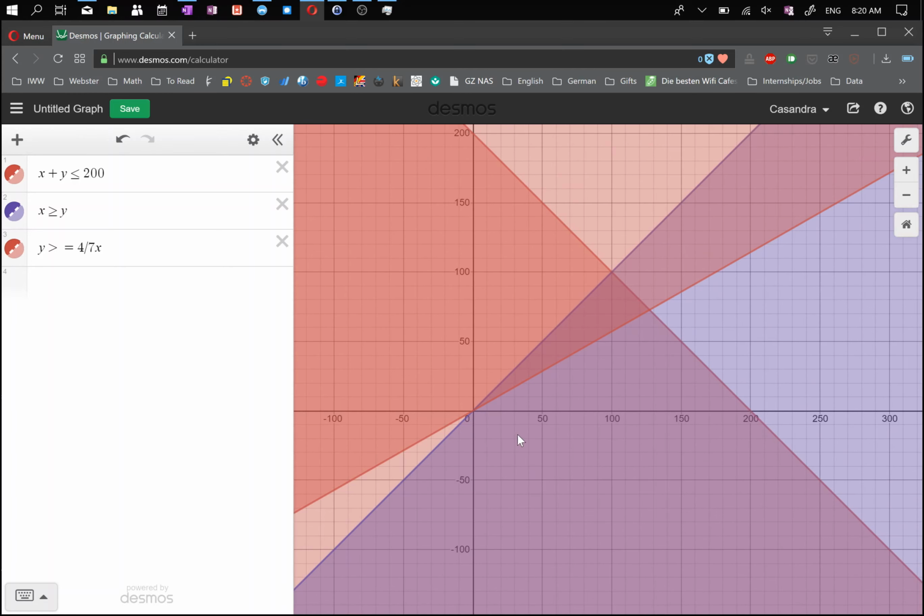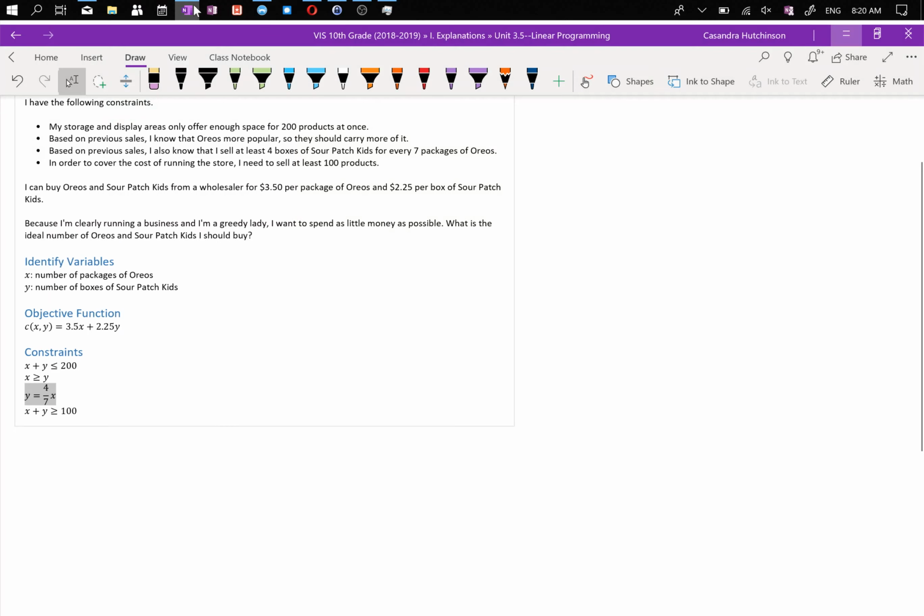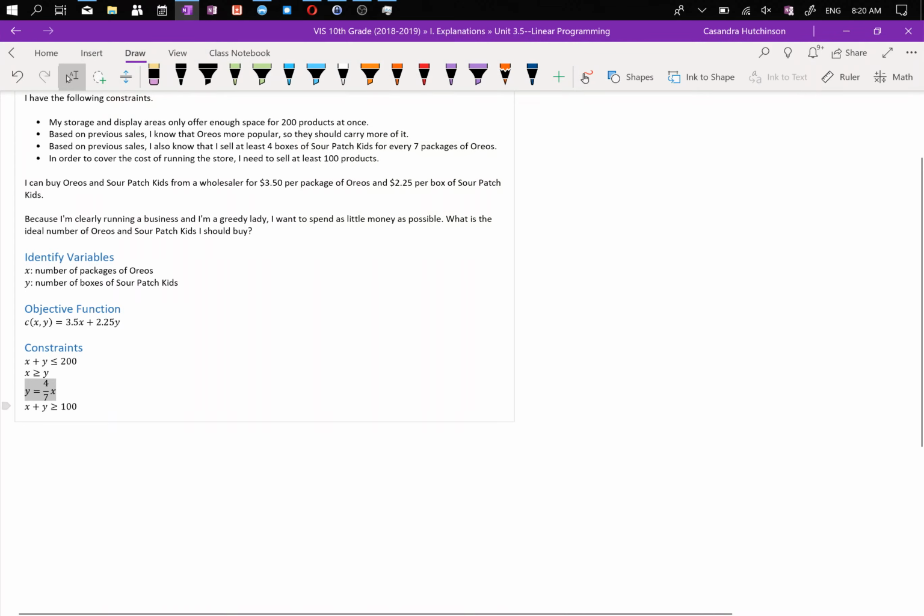But those are not all of my constraints. There's still one more. This bottom one. x plus y is greater than or equal to 100.